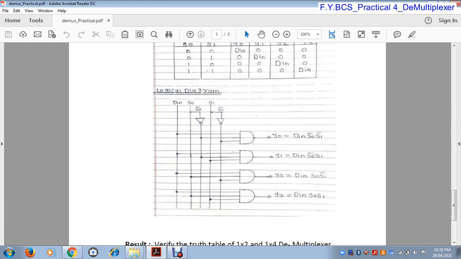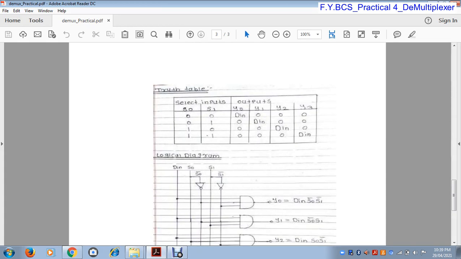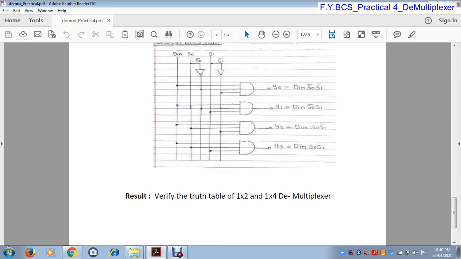In this way we can draw the logical diagram, or design the 1:4 demultiplexer. By using this truth table and logical equations we can design any demultiplexer. In this practical we saw two types of demultiplexer, the 1:2 demultiplexer and the 1:4 demultiplexer. Similarly we can design a 1:8 and a 1:16 demultiplexer. The result of this experiment is that we successfully verified the truth tables of the 1:2 and 1:4 demultiplexers.